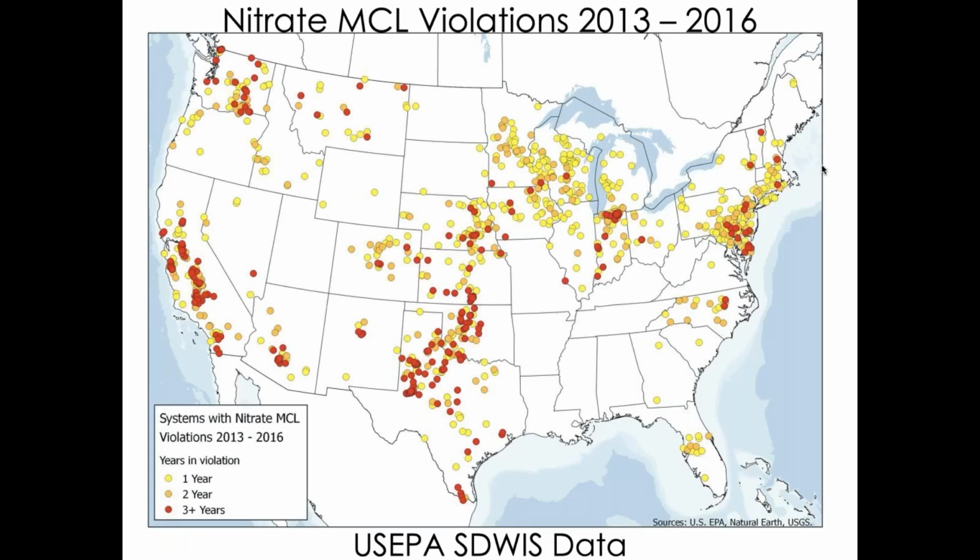So Asher did a great job in the previous talk talking about why nitrate's a problem. And this is kind of the same description of the fact that these dots represent where nitrate MCLs happened over the period of 2013 to 16. Those that have red dots have had violations for more than 3 of those years. You'll note that a lot of those are in California. California has been intentional about addressing this problem.